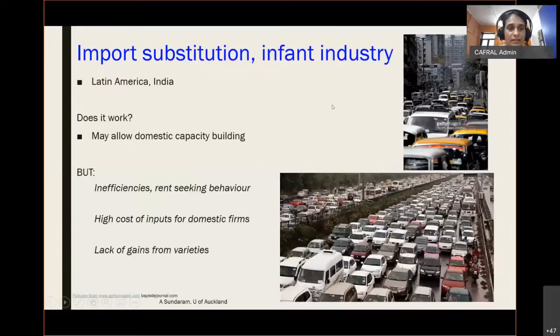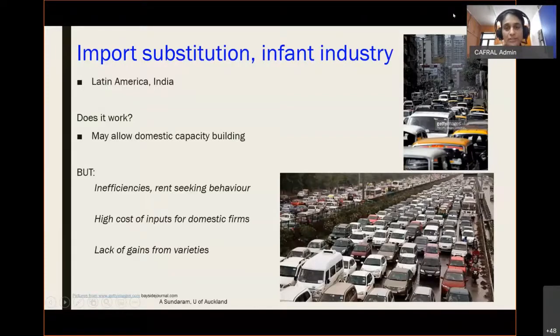The other idea is, of course, import substitution. And the argument there is that there are infant industries that need to be protected. And so you can protect these industries by levying import tariffs. Now, the countries that used the import substitution idea are countries in Latin America, for example, Brazil, Colombia, a lot of them used it. India, of course, used this extensively, right? Import substitution. Does it work? Well, there isn't much evidence that it works.